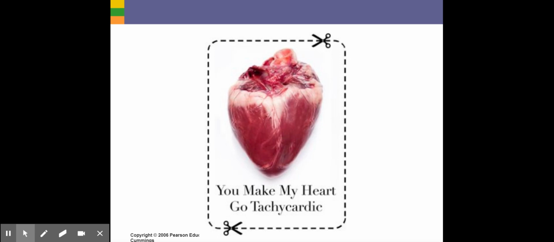Okay. And then this is our corny joke that usually shows up around Valentine's Day. We're a little late, but you make my heart go tachycardy. So it kind of makes it speed up that process.